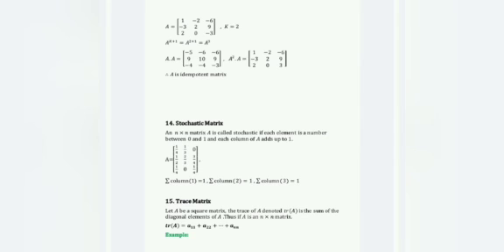Trace of matrix. Let A be a square matrix. The trace of A, denoted by trace of A, is the sum of the diagonal elements of A. Thus, if A is an n into n matrix.